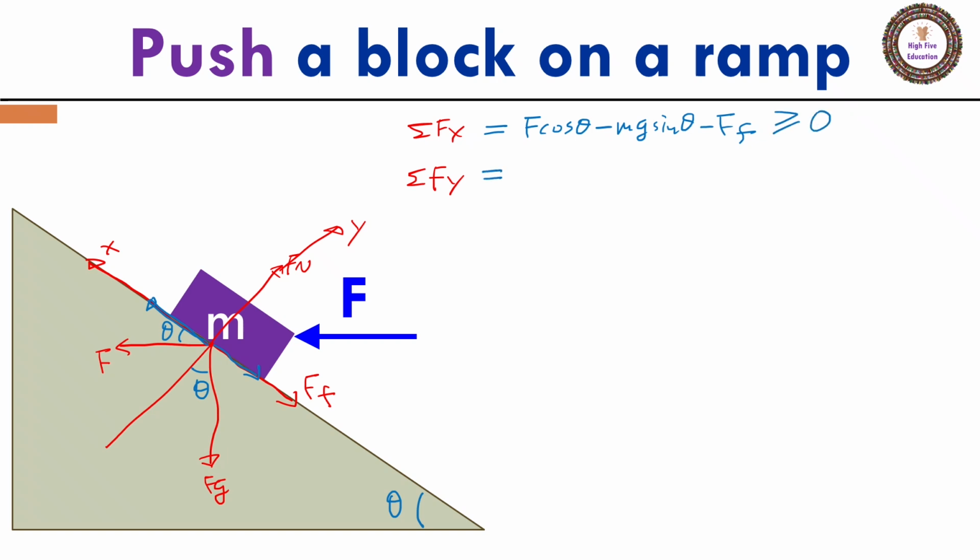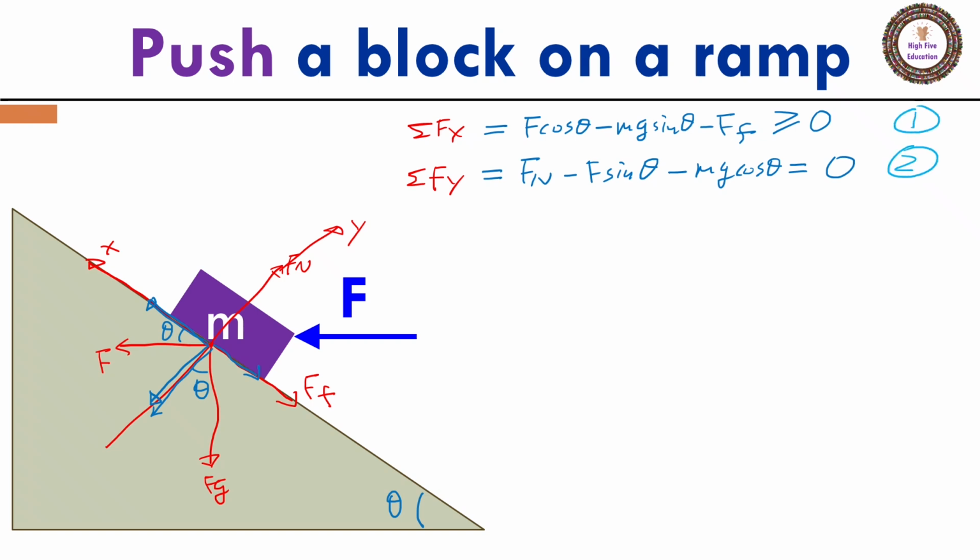Now along the y direction, I have normal force going up, and I have one component from the applied force, which is this guy, going to the opposite direction, which should be F times sine theta. I also have a component from gravity, which is this guy right here, opposing this normal force, so minus mg cosine theta. And I know there's no motion along the y direction, so along y direction the net force is 0. Let me label these two equations as equation 1 and equation 2.